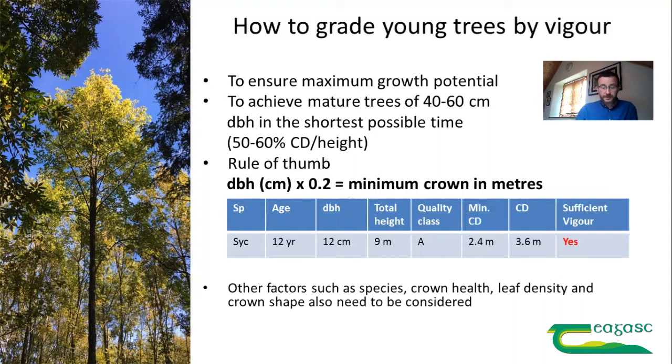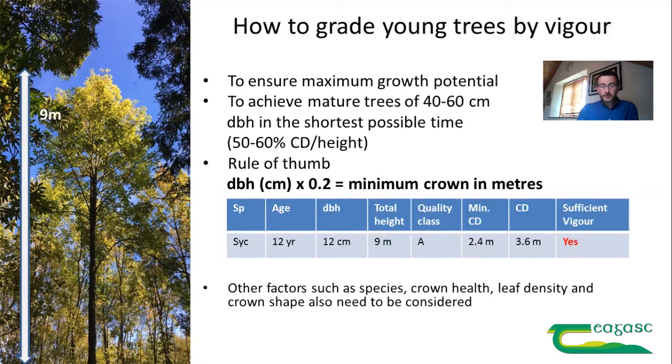In this worked example here, on the left, we have a sycamore tree of 12 years of age with a diameter at breast height of 12 centimeters, a total height of 9 meters and an estimated quality Class A, i.e. the possibility to achieve a length of an A grade at maturity.